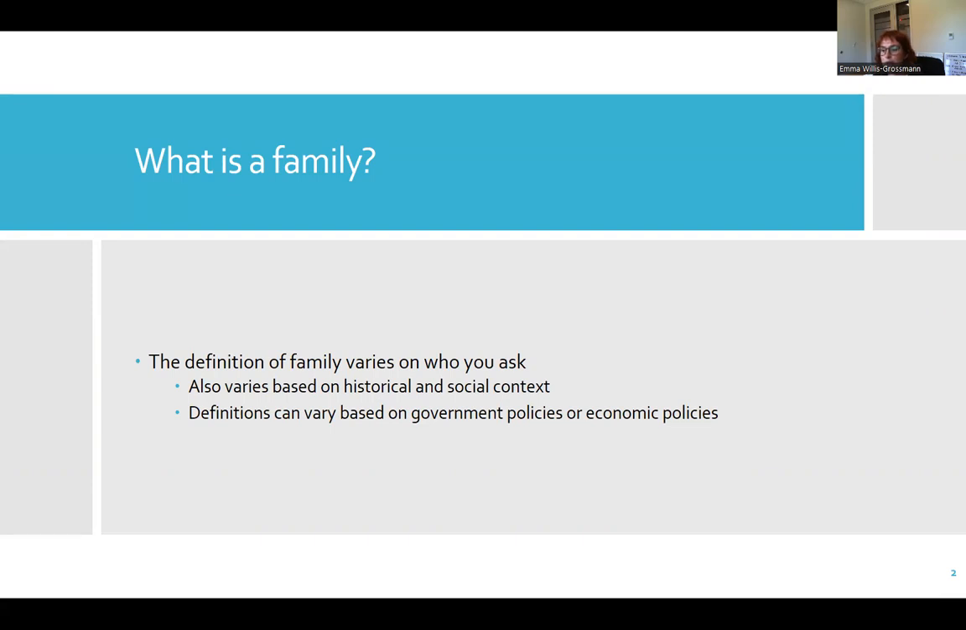So years ago, family was seen as two married people with children. Today, our definition of family has really expanded beyond the traditional nuclear family, which is that two-parent and a couple of children definition of family. Our definitions in the public sector are also dependent upon how the government and economic policies go about defining family. And again, this is something that we'll explore throughout the semester.